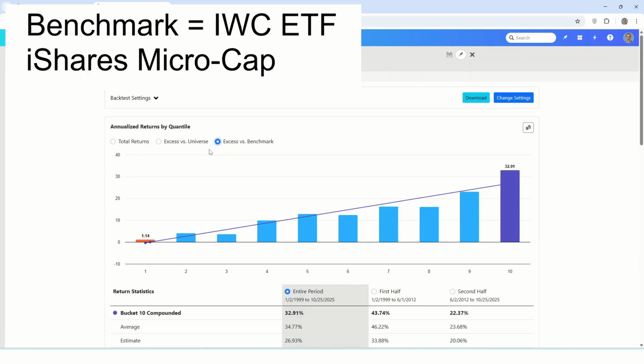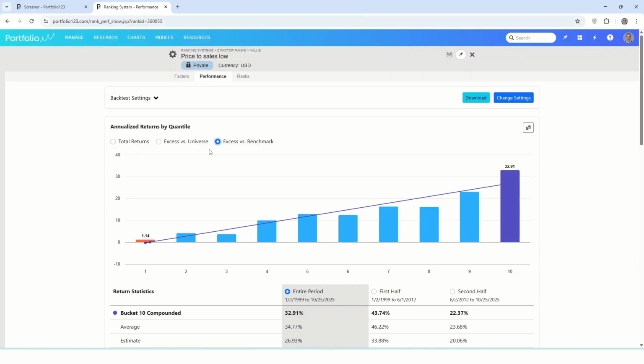What does all this mean? In my low risk universe, very high price to sales ratio stocks, the ones I don't want, they perform about as well as the index. And my lowest price to sale stocks, as shown in this sub-portfolio, they outperform the index by about 32% per year. So that's it. There's so much more you can do with this.